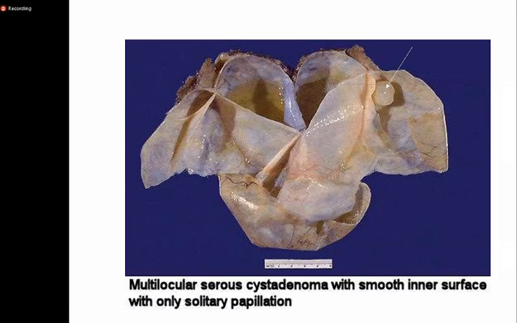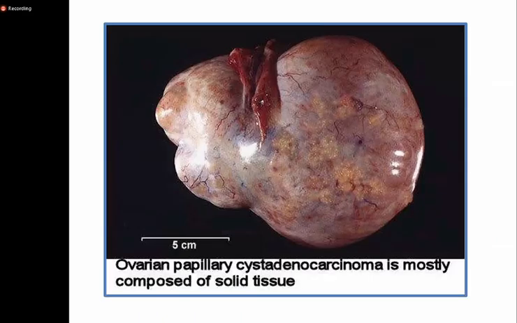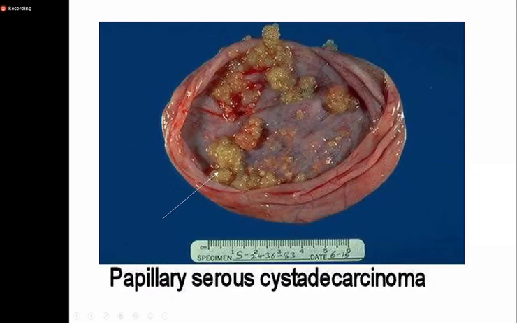Another example, and this is a malignant version of the tumor. You can see through this thin capsule of the cyst what looks like solid areas. Of course you have to open it to see. And when it's opened up, you can see these solid cauliflower projections into the cyst wall. And the more of this that you have, the more likely that you have carcinoma.